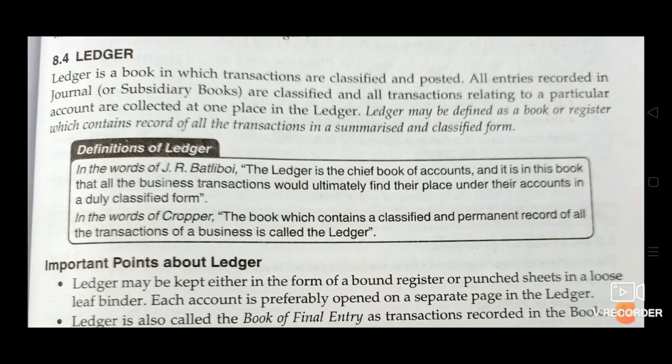First, the ledger is a chief book of accounts, and it is in this book that all the business transactions would ultimately find their place under their accounts in a duly classified form. Okay? And the second definition is: the book which contains a classified and permanent record of all the transactions of a business is called the ledger.